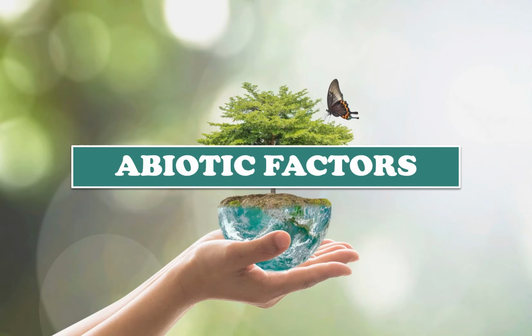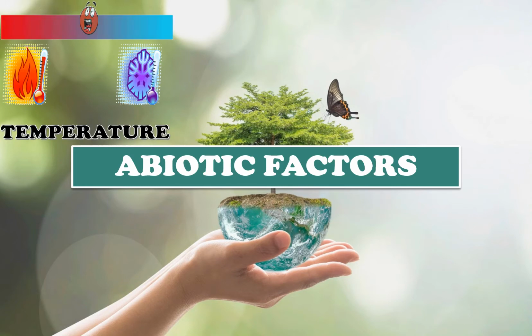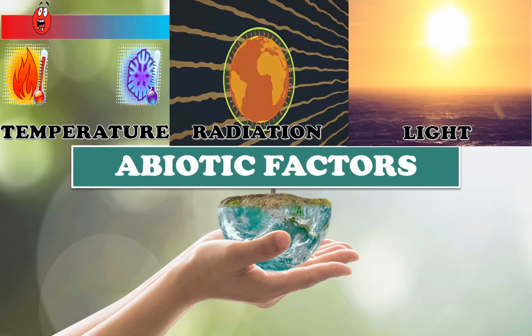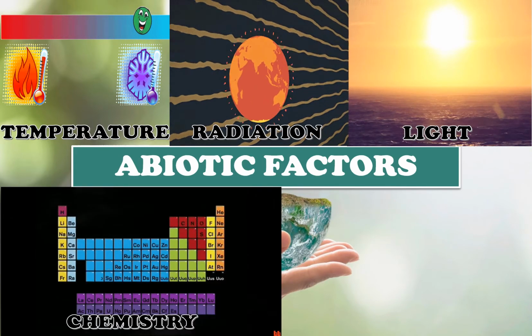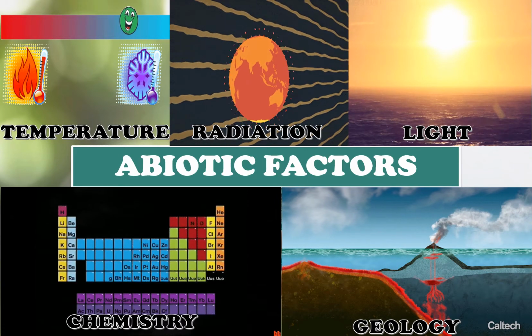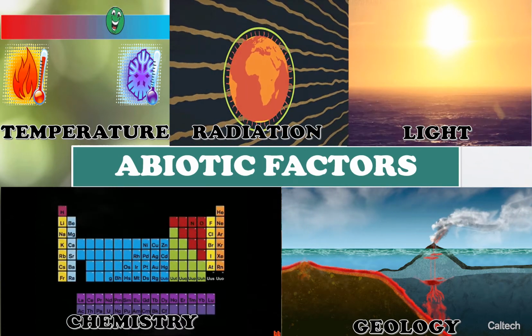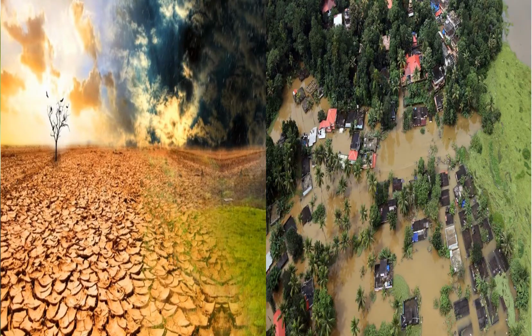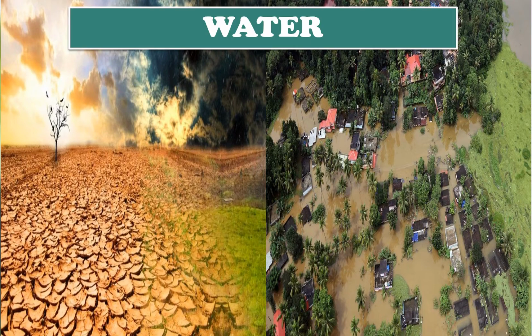How about abiotic factors? So physical attributes include abiotic factors such as temperature, so high or low temperature, radiation, light, chemistry, all chemicals in the environment, and the geology, okay, placements of land and water. So what are the physical environments? Okay, we can say that it is water.